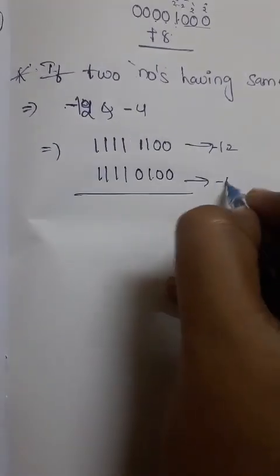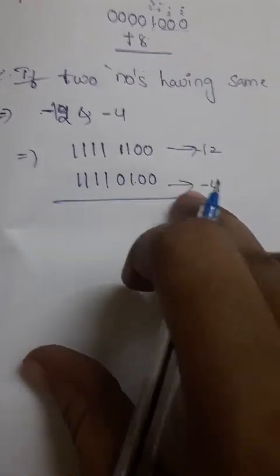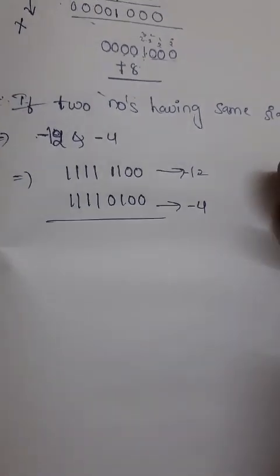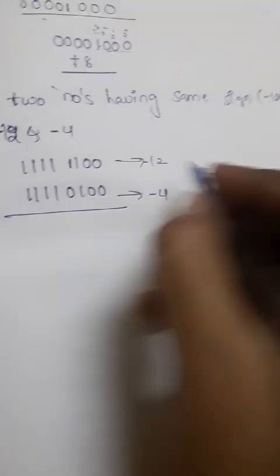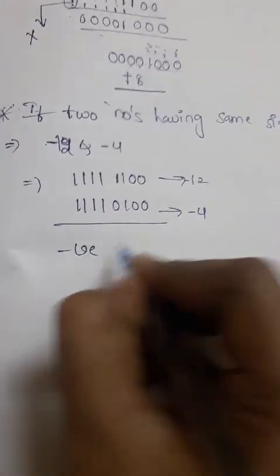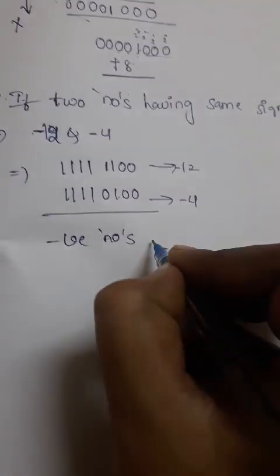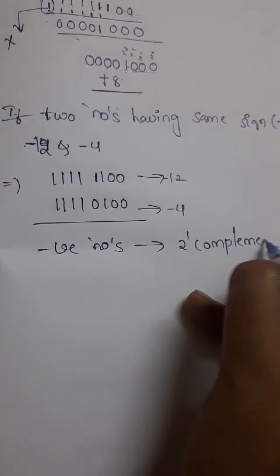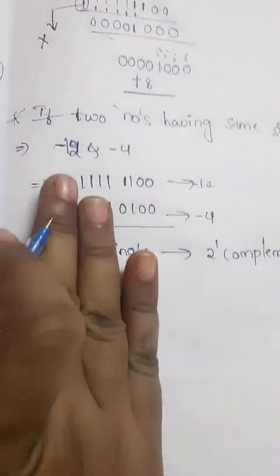0100. This is minus 4. Now we need to convert these two numbers into 2's complement. Why are they converted into 2's complement? Because these two are actually negative numbers. That's why we need to convert these two numbers into 2's complement.